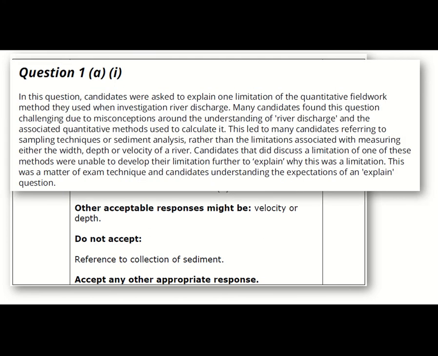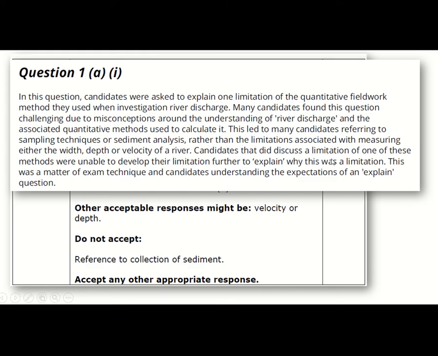Okay, here's the examiner's report. In this question, candidates were asked to explain one limitation of quantitative fieldwork. Many candidates found this question challenging due to misconceptions around the understanding of river discharge, and that's why I circled that when I looked at the question. Discharge is to do with methods like velocity or width and depth. Many candidates referred to sampling or sediment analysis rather than limitations associated with width, depth, velocity of a river. So they wrote the wrong thing.